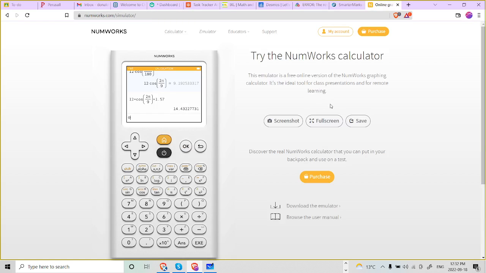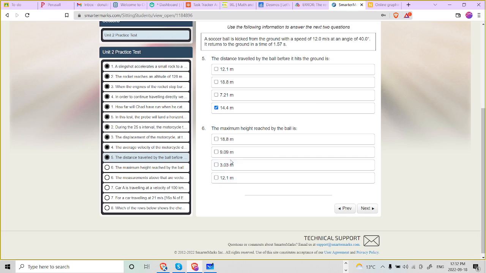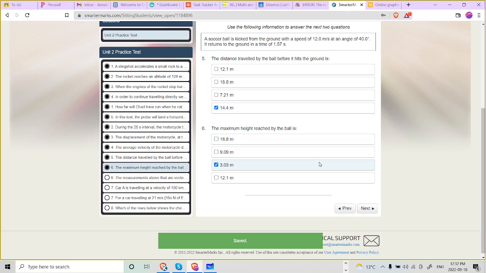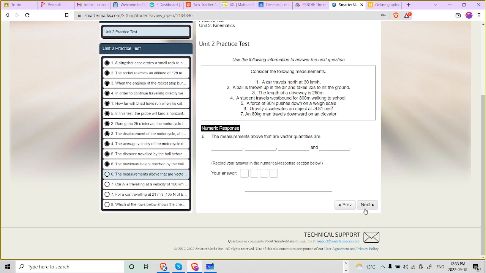So that is 0.5 times 9.81 times 1.57 over 2. And we square that, so 3.02. They've got 3.03, but that could be round off error from taking a slightly different approach. Maybe they even just used 9.8 for acceleration due to gravity.